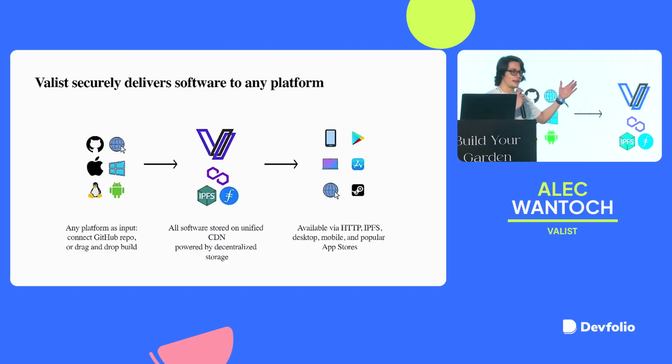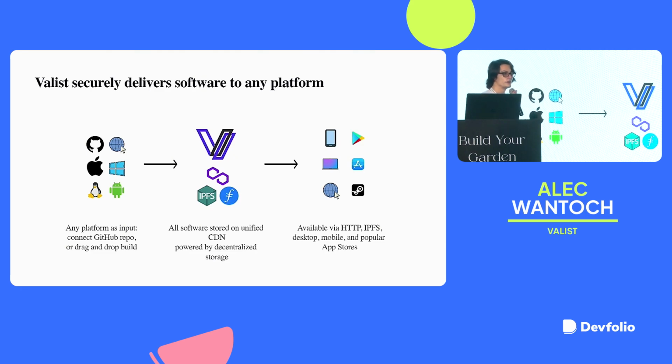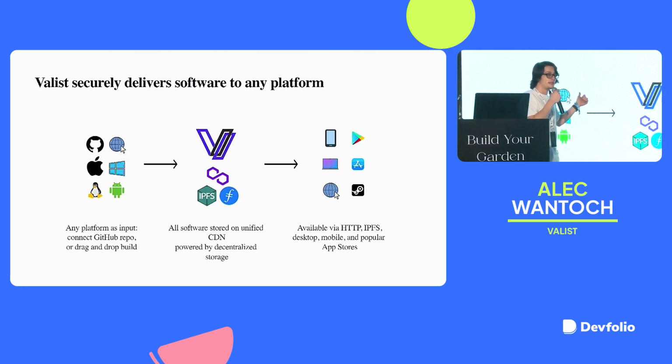Valist also securely delivers software to any platform. You could take pretty much anything as input. You can connect it to a GitHub repo, or you could drag and drop your build. We support web, desktop, and mobile platforms, which includes, of course, websites, Mac apps, Windows apps, Android apps, and Linux apps. Everything is stored on IPFS and Filecoin. And we use Polygon for managing the access control and managing the accounts, the projects, and then the versions underneath. So all the core logic of the protocol is powered by Polygon, and it ties together all these different protocols in a super easy to use interface.